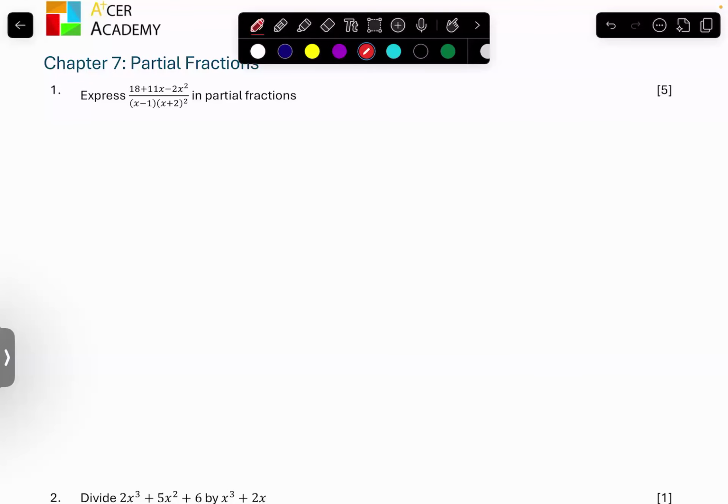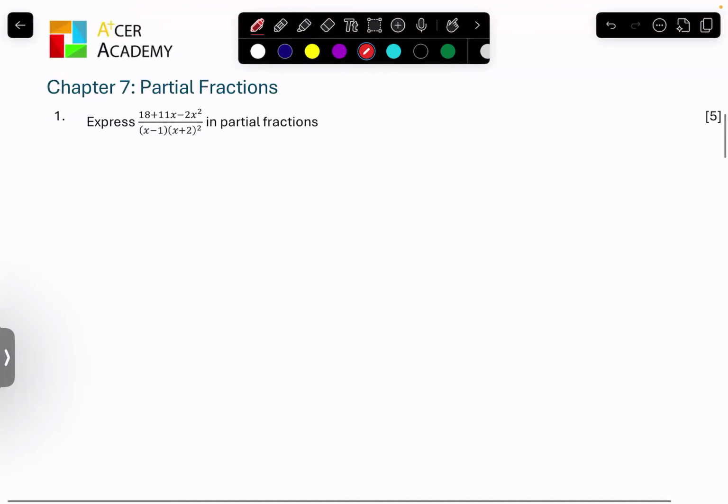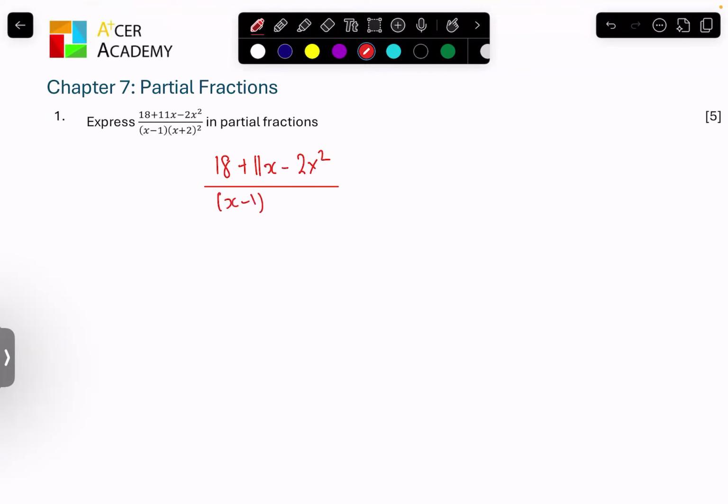Okay, let's take a look at this, right? 18 plus 11x minus 2x squared over x minus 1, x plus 2 squared. Okay, so this is actually a repeated root, right? Repeated root. So this will break down into three partial fractions: A over x minus 1, B over x plus 2, and C over x plus 2 squared.